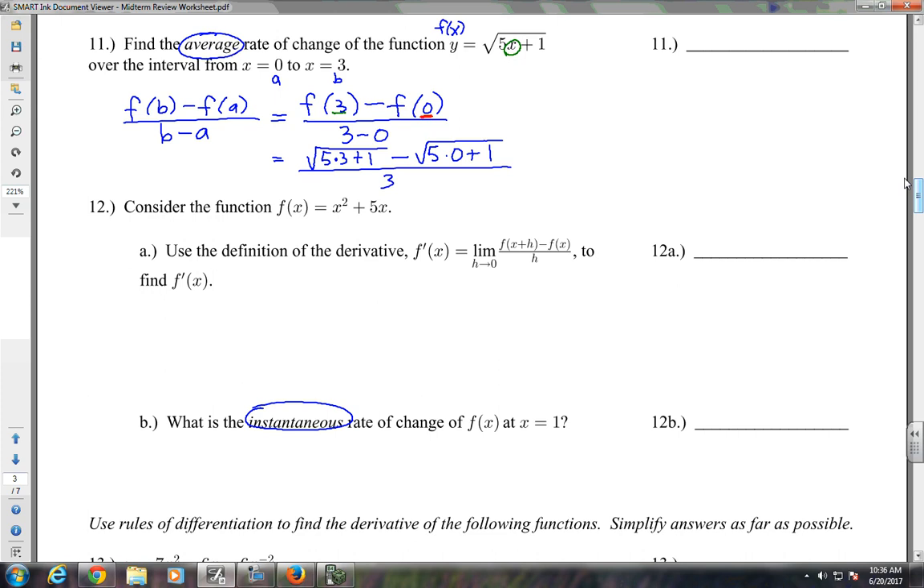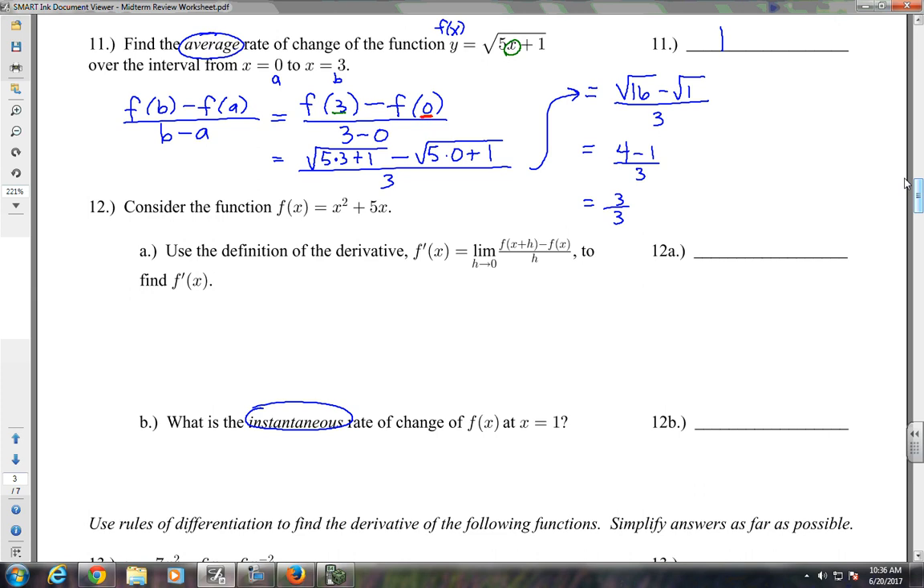Evaluating our radicands, we have 15 plus 1 under the first radical. That's the square root of 16. We have 0 plus 1 under that second radical. That gives us square root of 1. And the denominator is still 3. If we simplify our radicals and evaluate, we come up with the average rate of change.